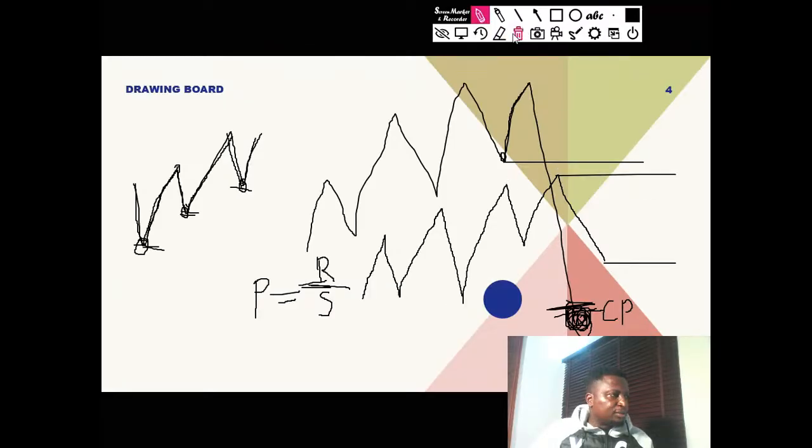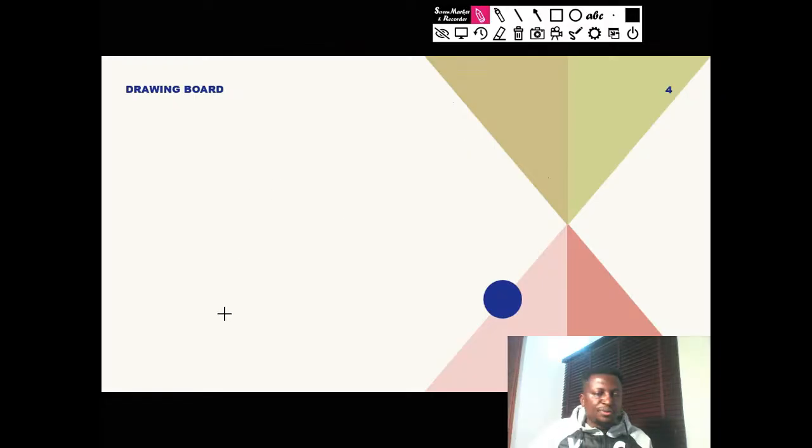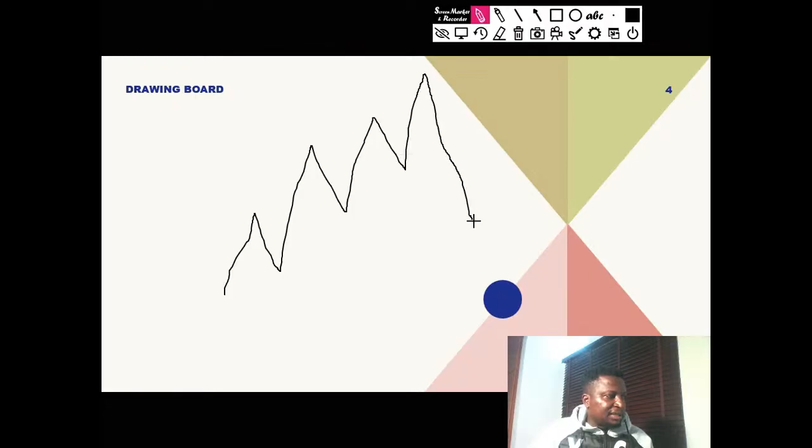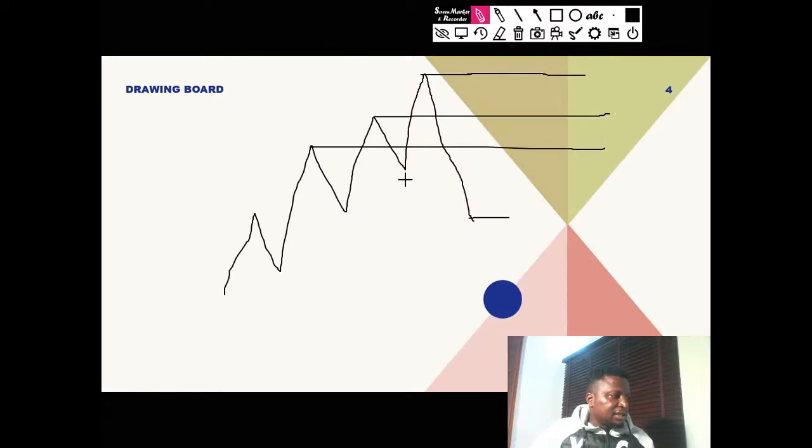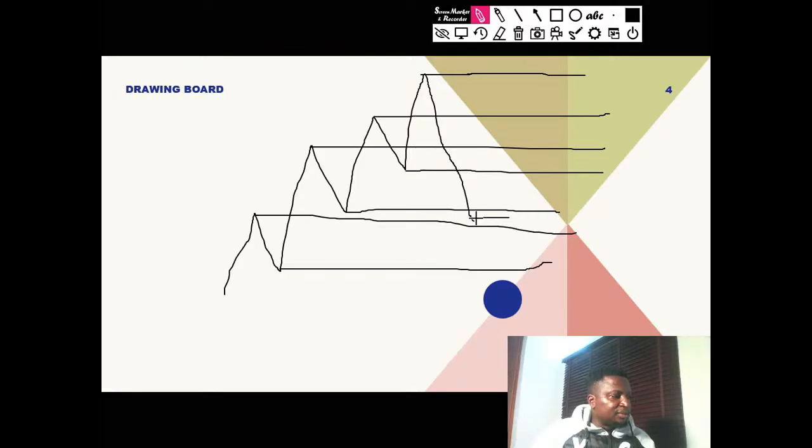Let me wipe this board completely so we can have a clear view. So let's say this is price moving this way. Price is here. So let's say this is current price. So let's mark here, this is our resistance, based on what we learned. This is our resistance, and this is a reversal point, right? This is another reversal point. This is another reversal point. Now remember, this is price. So this is P.